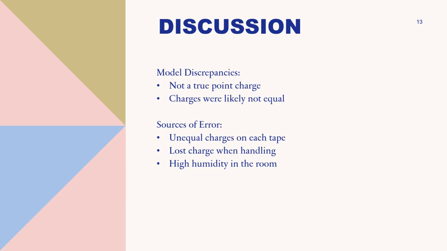Now for the discussion. Discrepancy between the model and real life. These tapes are not actually point charges, they're simply modeled this way. And also the charges were likely not equal. It's very difficult simply by ripping these tapes to create exactly equal charges. Possible sources of error include unequal charges on each tape, lost charge when handling, as well as high humidity in my room. I have a device that tells me the humidity in my room, and it's currently 76%, which is very high.